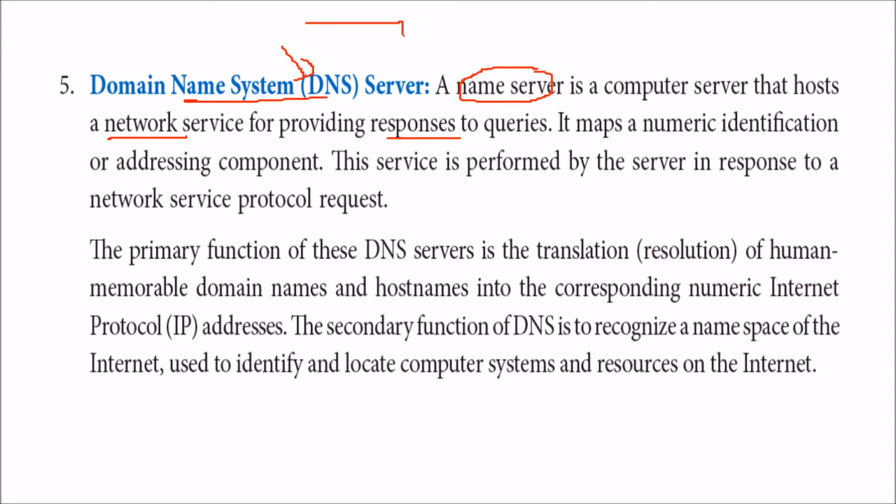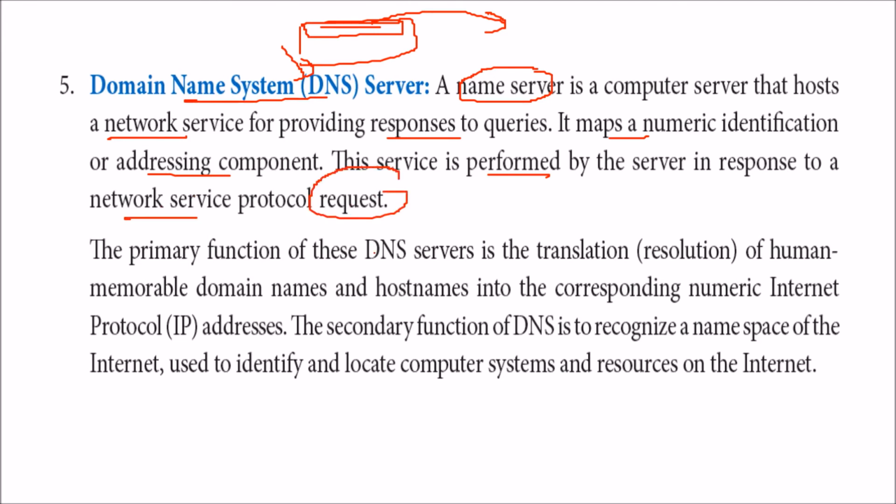Whenever you write something in, say, a web browser, www.yahoo.com is nothing by itself. It has a translation, that is, an IP address where www.yahoo.com is stored. Yahoo is the name of that folder which is kept at some IP. So it maps a numeric identification, which we call an IP or addressing component. This service is provided by the server in response to a network service protocol request.